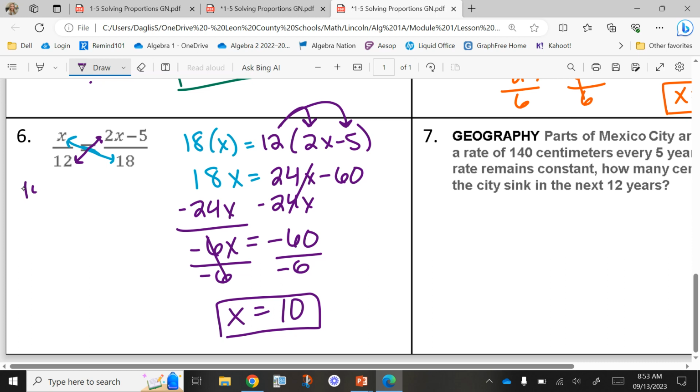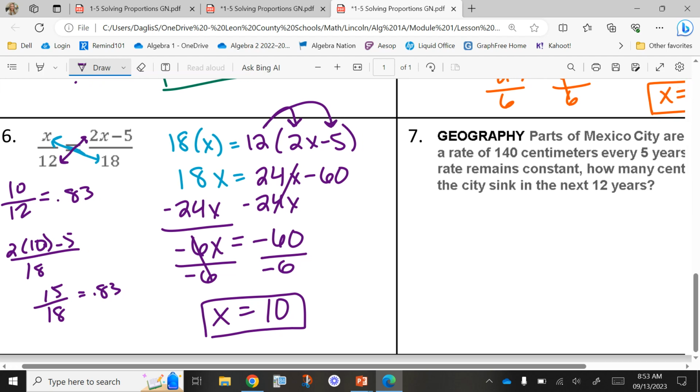Okay. So what is this? 10 over 12? Oops. That gives me 0.83. And then over here, 2 times 10 minus 5 over 18. That's what? 20 minus 5 is 15. And 15 over 18, I get the same thing. So that's how you can check this off. You can plug them back in and make sure your two sides are the same value.